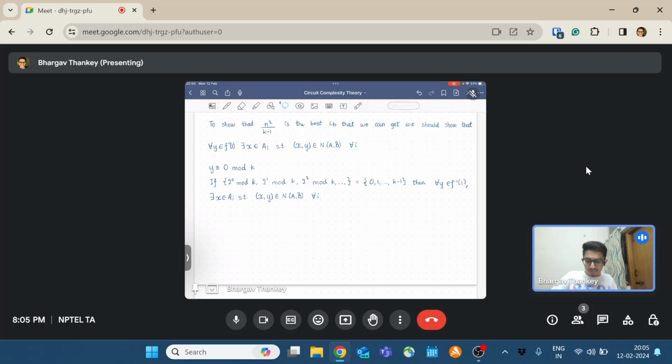Okay, so my claim is if 2 to the 0 mod k, 2 to the 1 mod k, 2 to the 2 mod k, and so on, this is equal to the set 0 to k minus 1. Then for every y we would get elements from every AI.